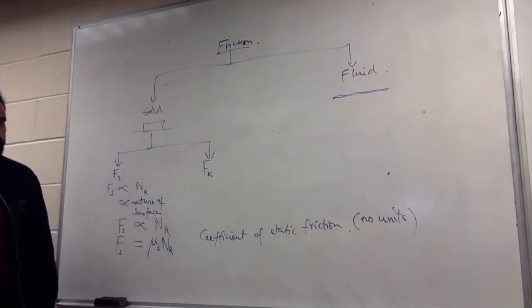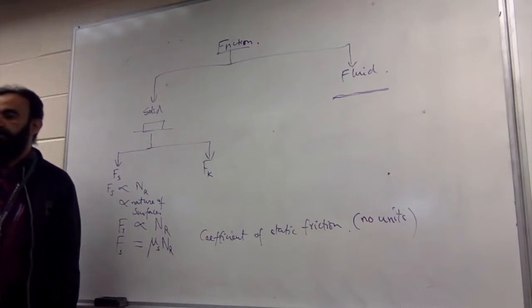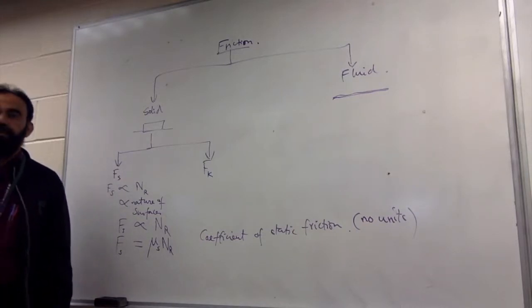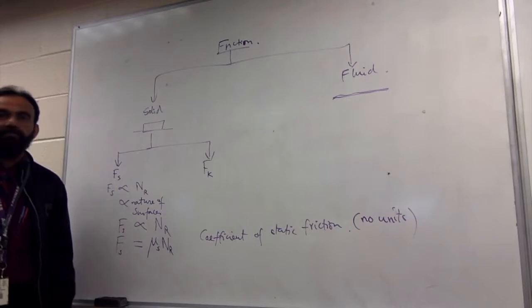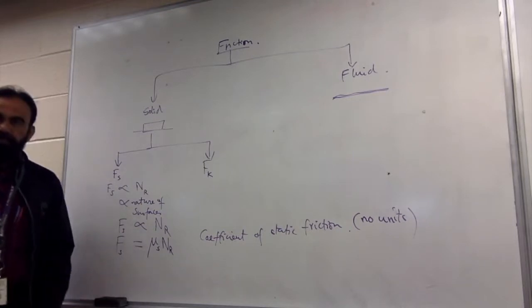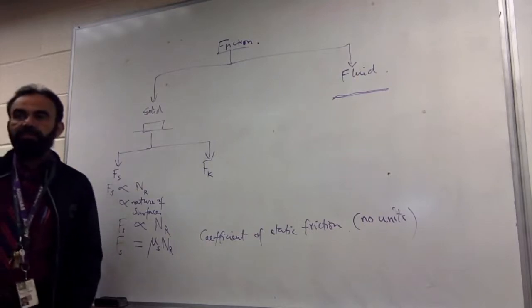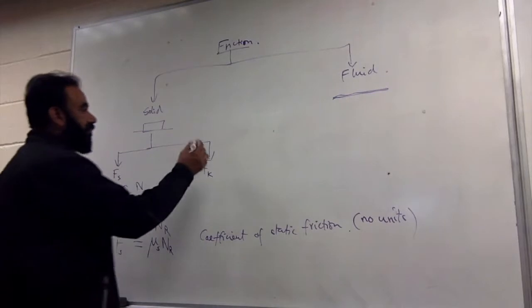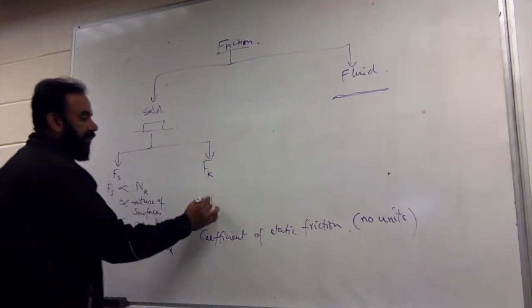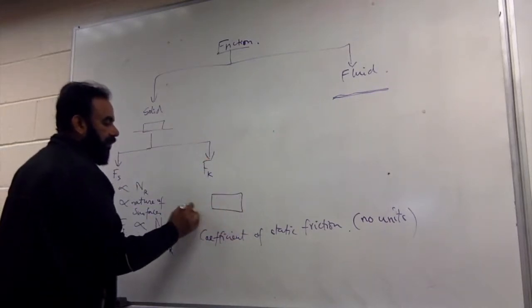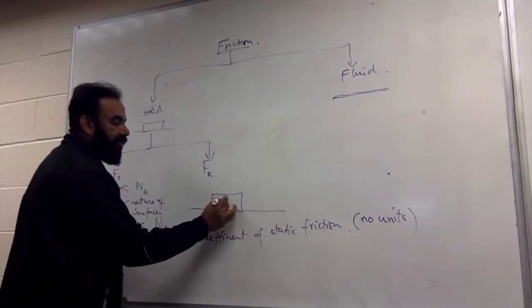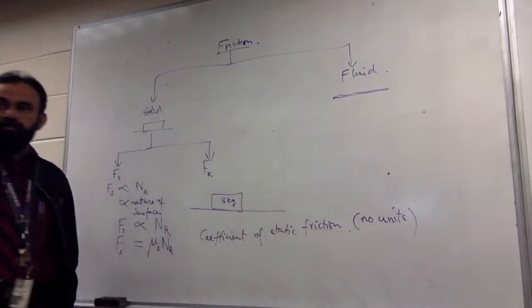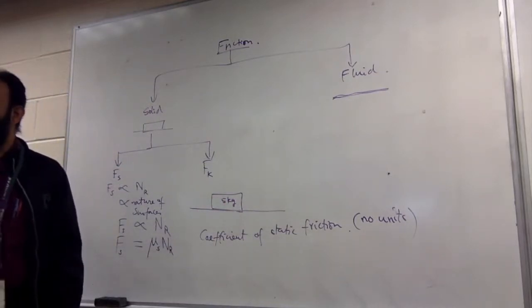It has no units. It's purely mostly a number, a decimal value, a fraction. For instance, I'm just giving an example now. When I tried to move the book on the table, let's say the book was 5 kilograms. What is the normal reaction?